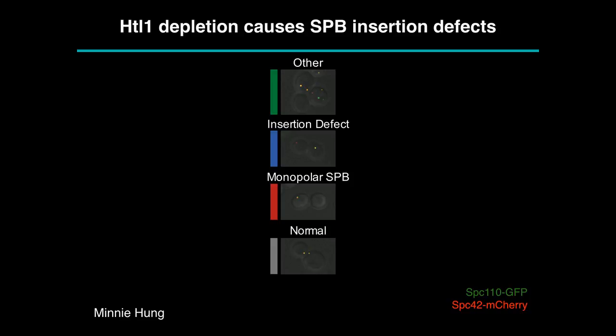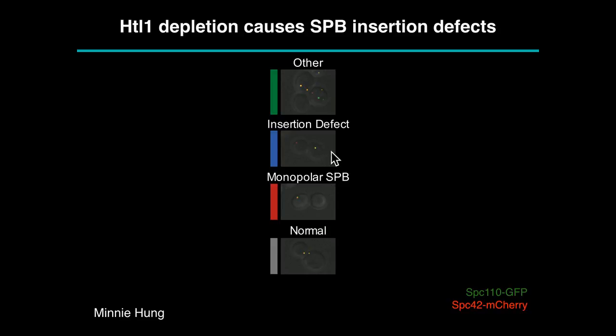So we borrowed this assay from Sue Jaspersen's lab. This is just a co-localization assay. Here we have the core component SPC42 marked in red, and a nuclear spindle pole body component called SPC110 marked with green. I'll walk you through each of the phenotypes. Starting with normal at the bottom here, in a large budded cell, you should have 2 co-localized spindle pole bodies. If duplication has failed, you would see only 1 co-localized spindle pole body.